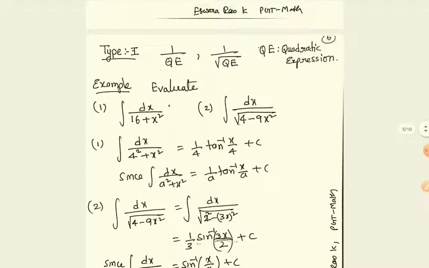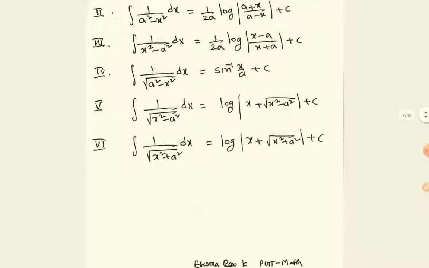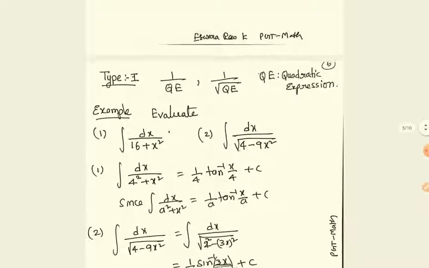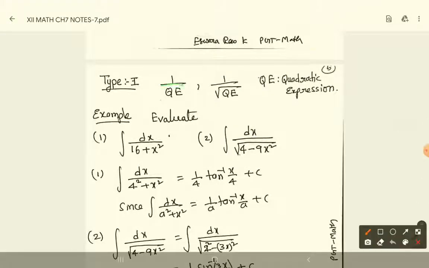Now look at that question. Type 1. The models are there. By using the above 6 formulas, we have the models. Type 1 is 1 by a quadratic expression, or 1 by root over a quadratic expression. So QE means quadratic expression.